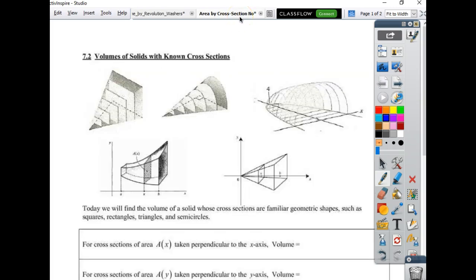Now, we're going to ask ourselves, what if we didn't spin it, but what if I just told you a specific cross-sectional shape perpendicular to an x or a y axis? How many different 3D figures can we make? How many strange 3D figures can we make? How weird can we get with this? And that is what we're going to look at today, with cross-sections that we're familiar with, such as squares, rectangles, triangles, and semicircles.